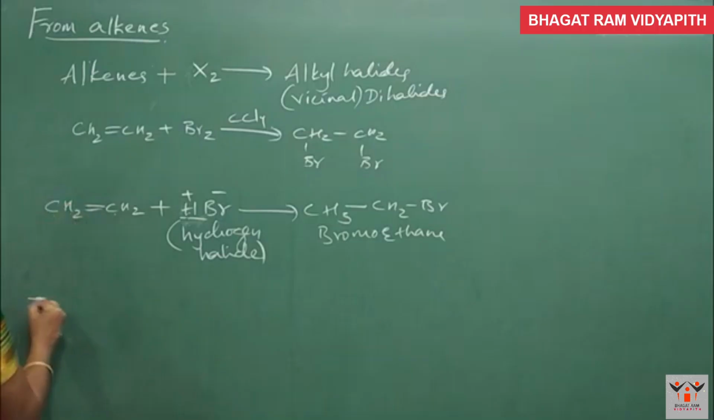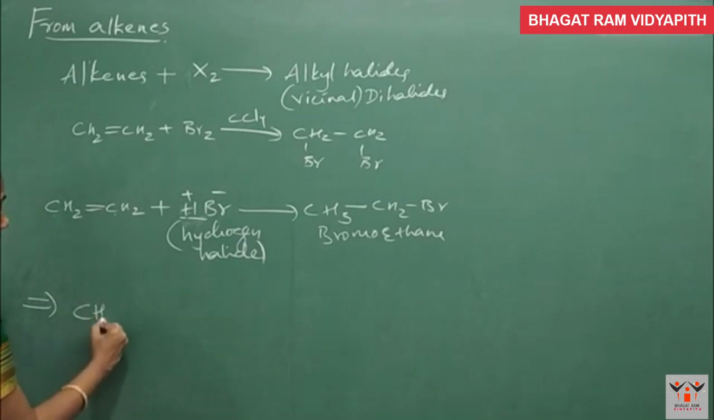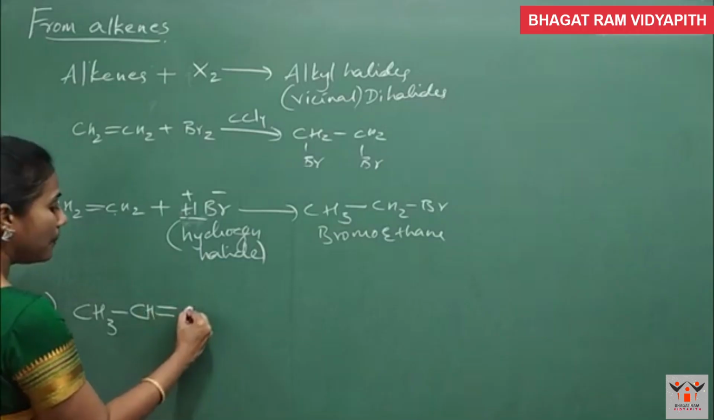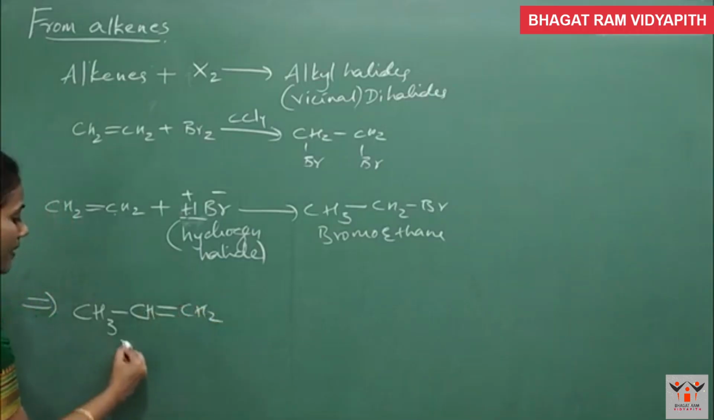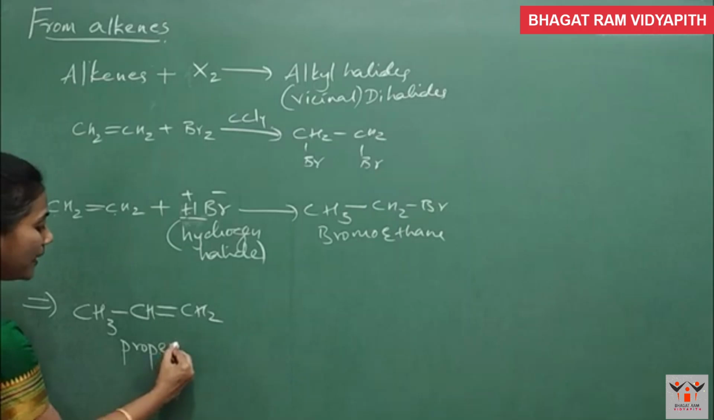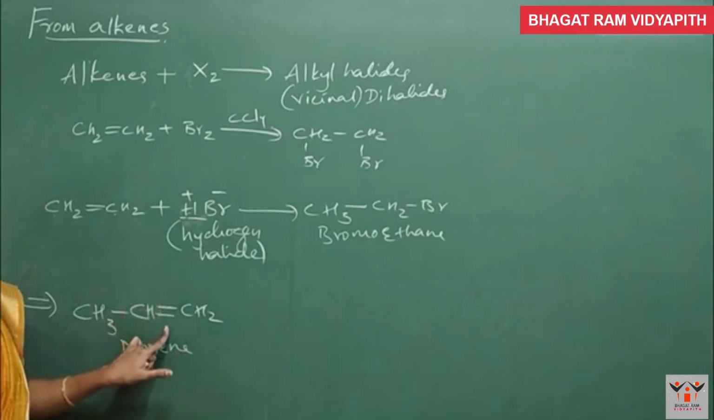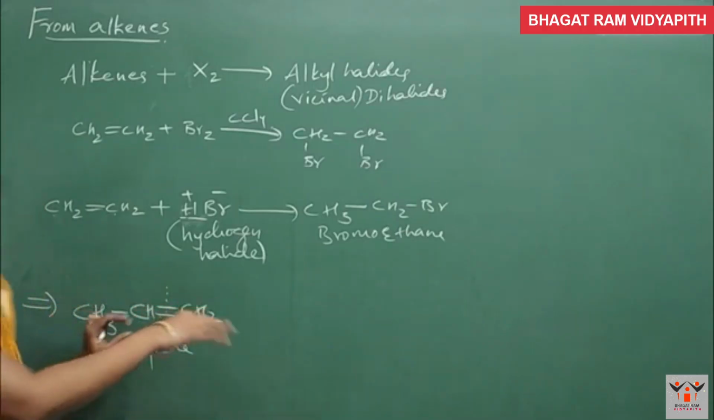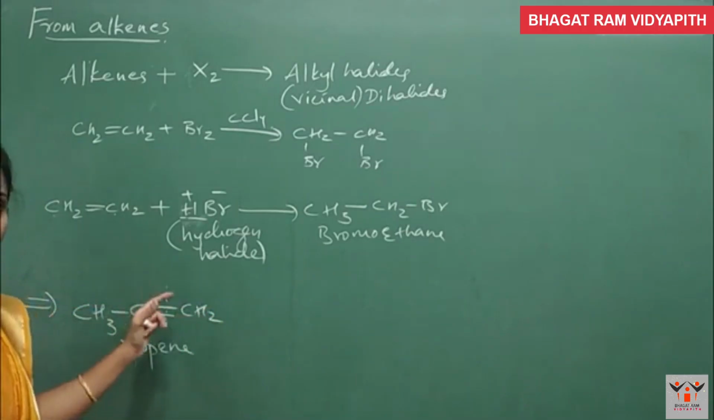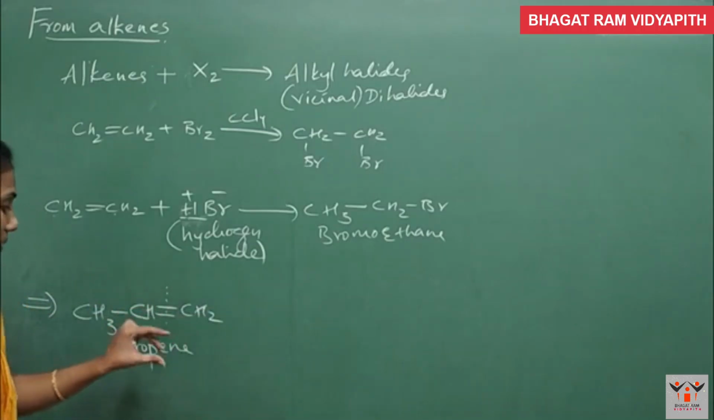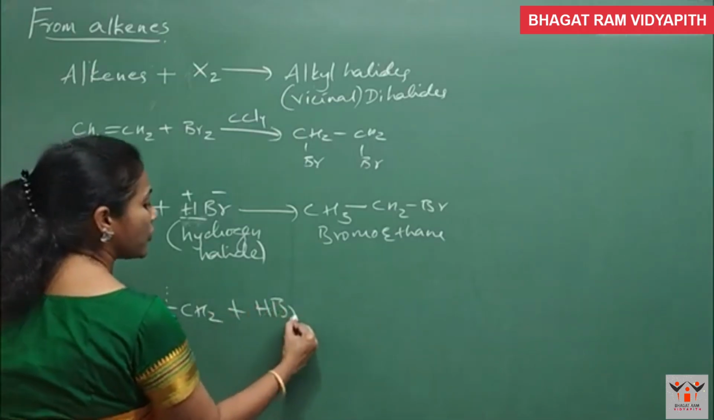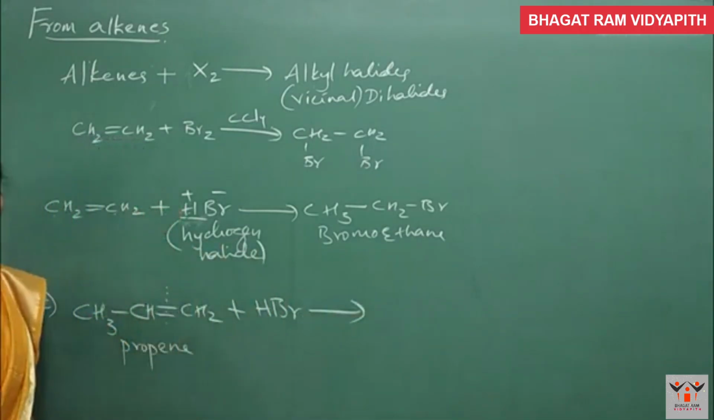But what if I take, this is very important guys, CH3 CH double bond CH2. So what is this? Propene. Propene is the best example of an unsymmetrical alkene. Unsymmetrical alkene in the sense that if you cut across the double bond, you don't get 2 equal parts. Such alkenes are unsymmetrical. So you take some unsymmetrical alkene and you have to add HBr. Then how do you add?